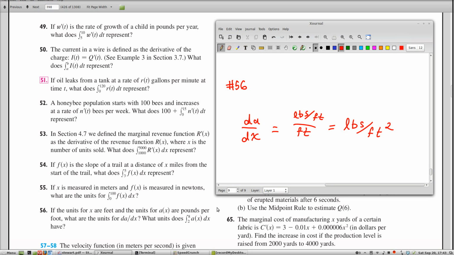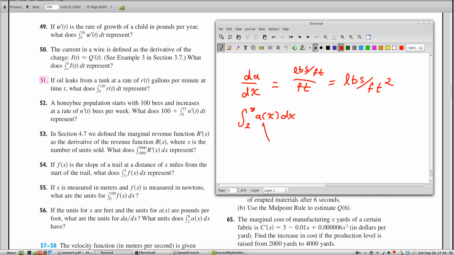And what units does that have if you integrate this thing, so the integral from 2 to 8 of a(x) dx? Here a(x) is in pounds per foot, and you're multiplying it times a little bit of feet, so this is like summing up a bunch of pounds. So the units for this are just pounds, basically because this foot and this foot cancel each other out and leave you with pounds.